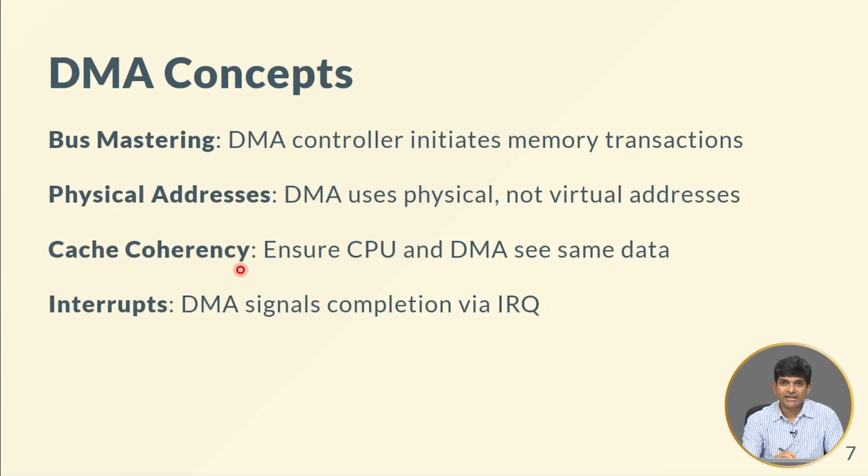Cache coherency is another important concept that we will talk about a little bit more, and we need to ensure that when there is a problem of caches, the CPU and the DMA must see the same data.